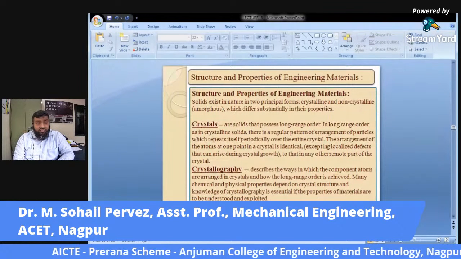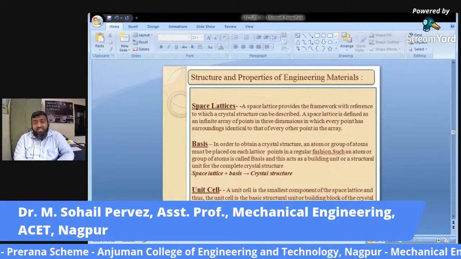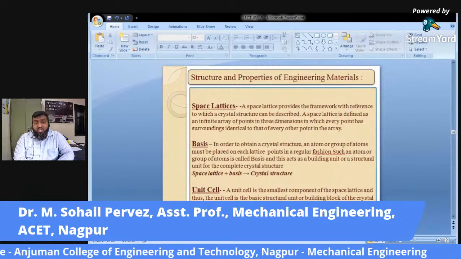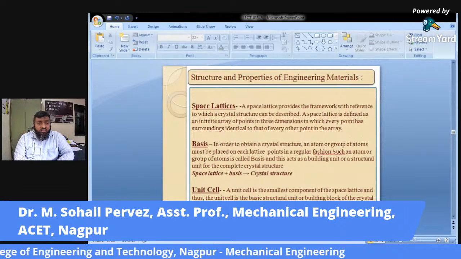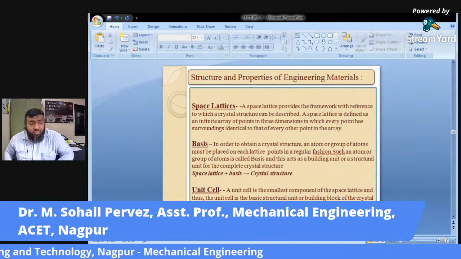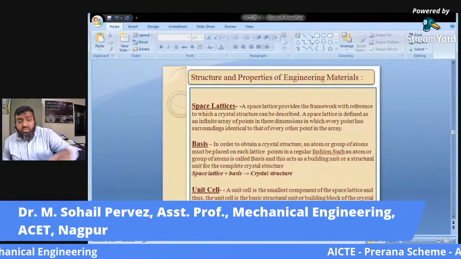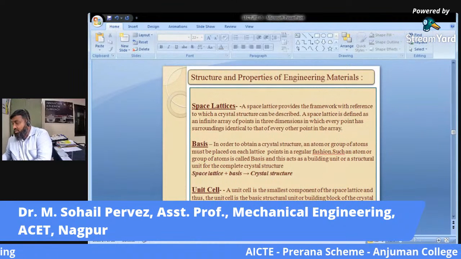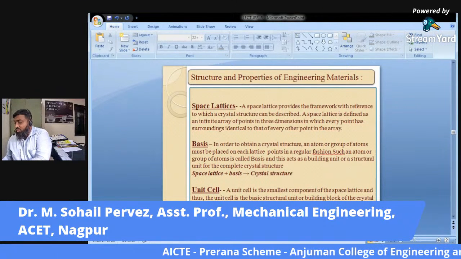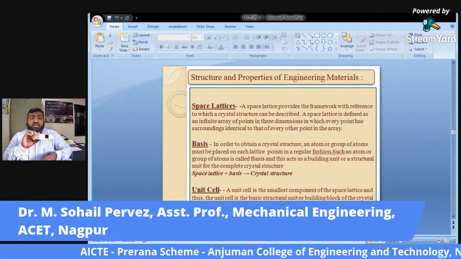Space lattice. When we say space lattice, it means the cubic arrangement. So when I say cubic arrangement, it means the arrangement of particles, or the bodies. Let us see this.